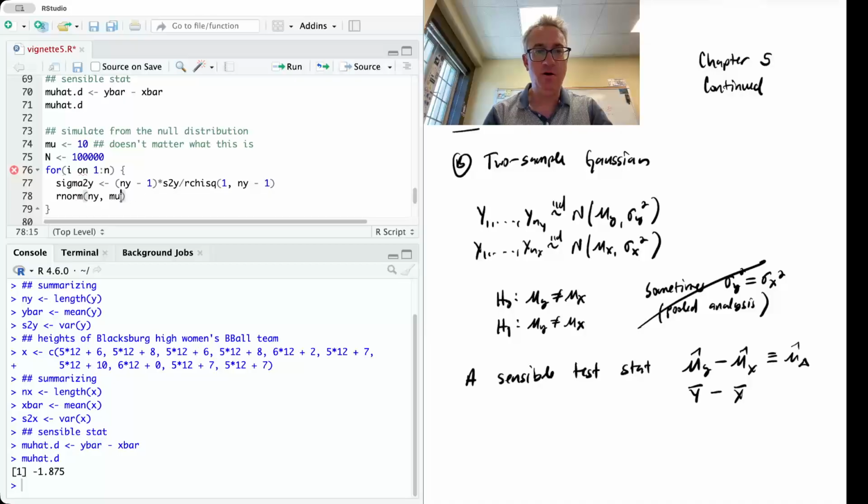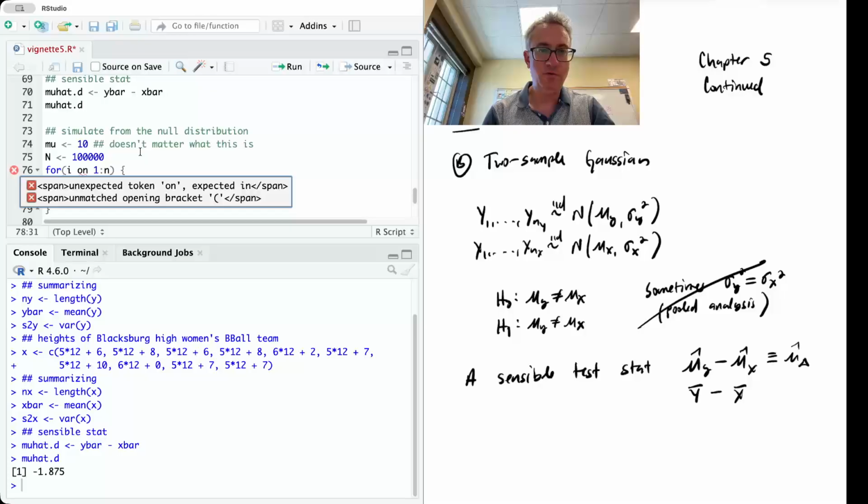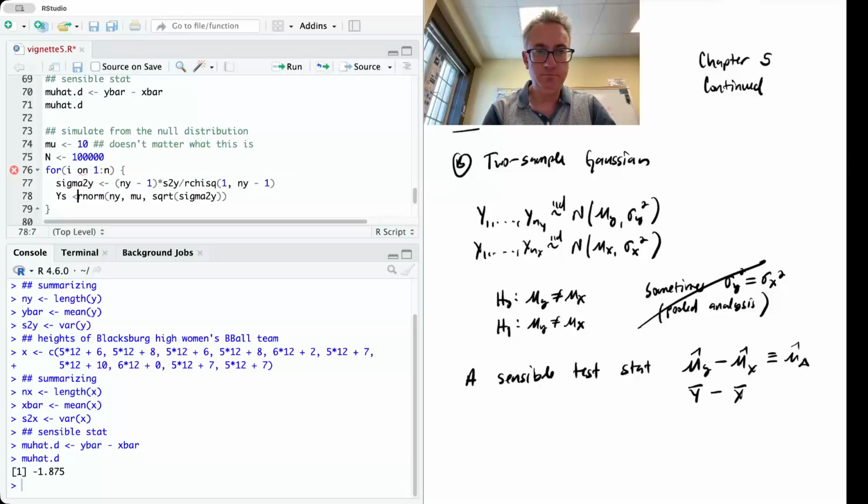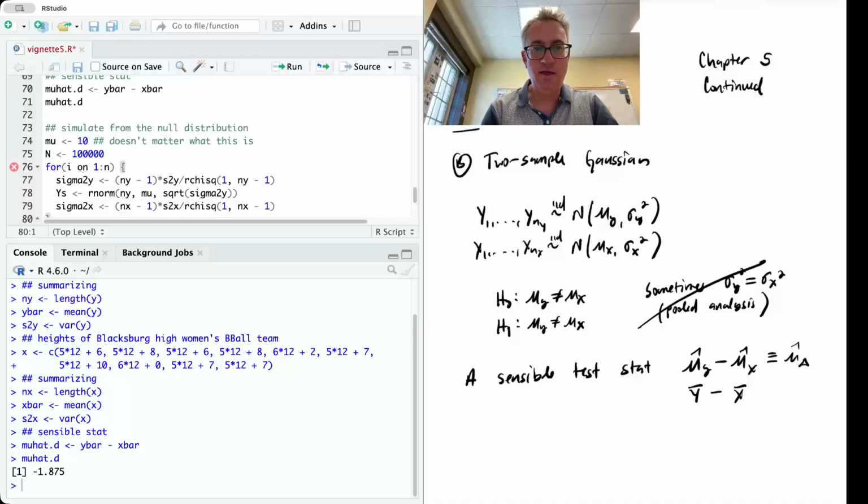So I'm going to do r norm mu and then square root of sigma 2y. So that gets me a sample from the y population. Oops. And then I can sample from the x population in a similar way. And then I can calculate their difference.